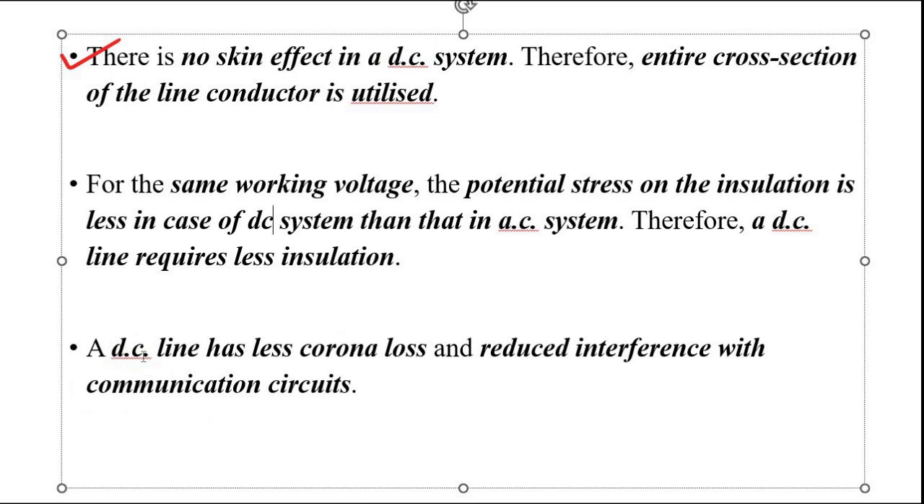And again, a DC line has less corona loss and reduced interference with other communication lines. So again, the corona effect we'll discuss in a separate video. For now you understand that the DC line has less corona loss, and it has less interference with the other communication lines which are used in communication systems.